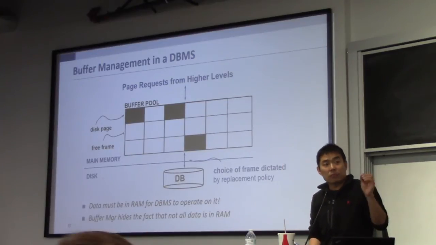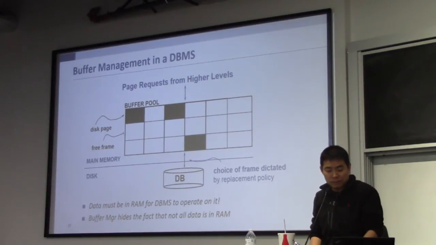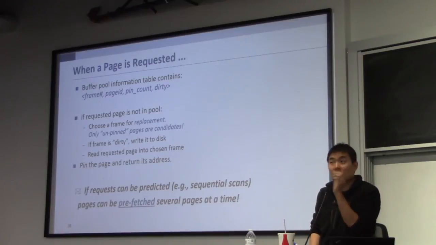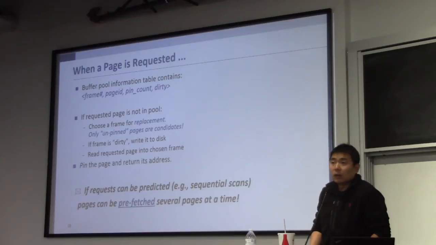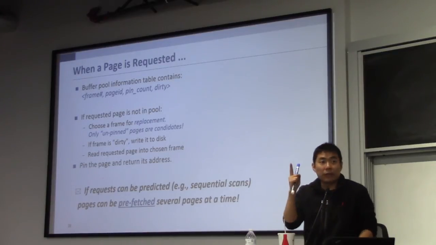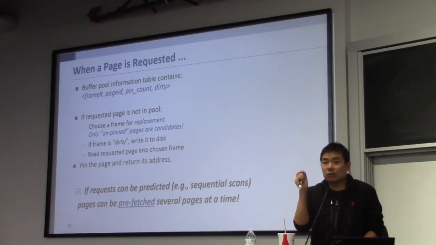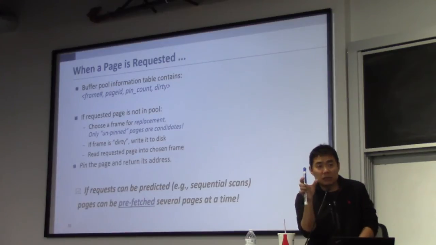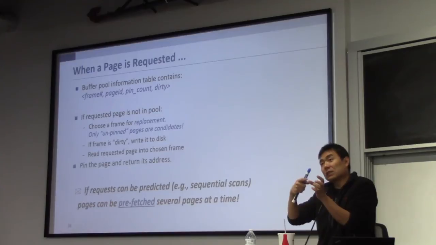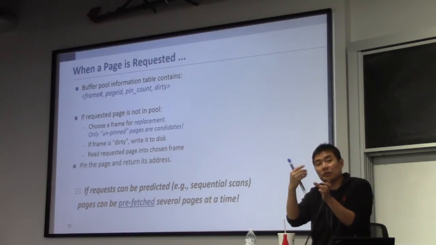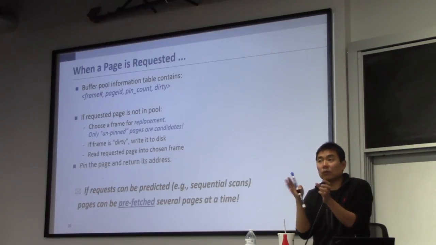So it tells you which page is occupying that particular frame. Pin count is something I will explain later. I will come back to this. Dirty is a Boolean flag to denote whether this particular page that's sitting on this frame has been modified since it was read from disk into memory.